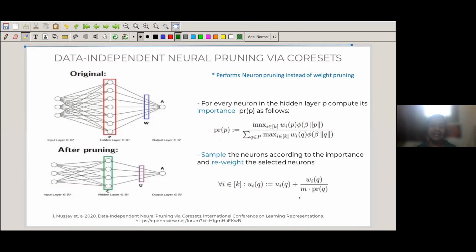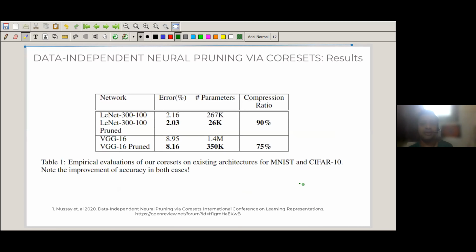You can also have data independent neural network pruning via coresets. And what you're going to do for every neuron in the hidden layer is compute its importance. How important is that neuron? So you look at it before pruning and after pruning, and then sample the neurons according to the importance and reweight the selected neurons. So again, data independent pruning.